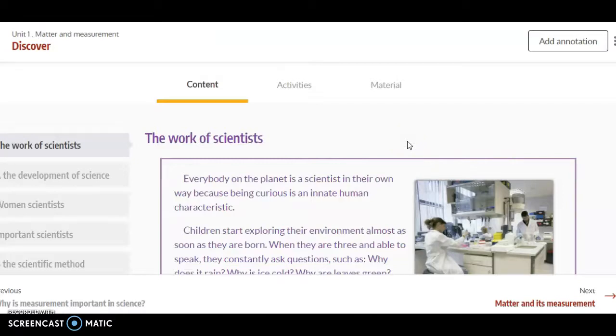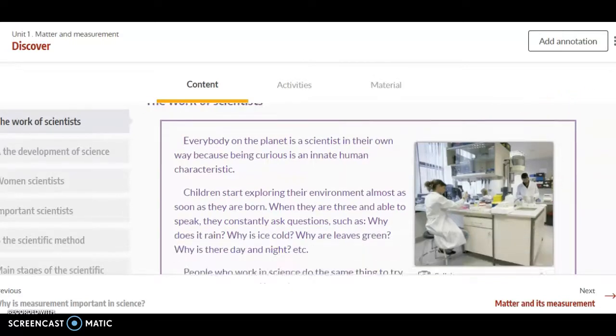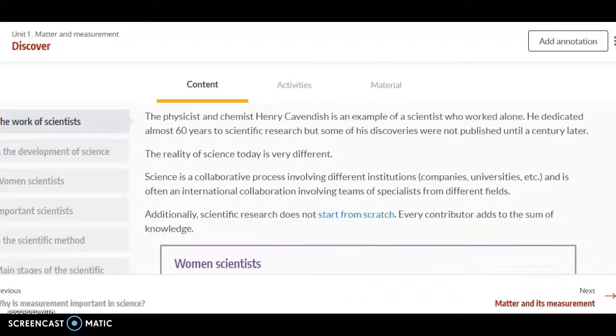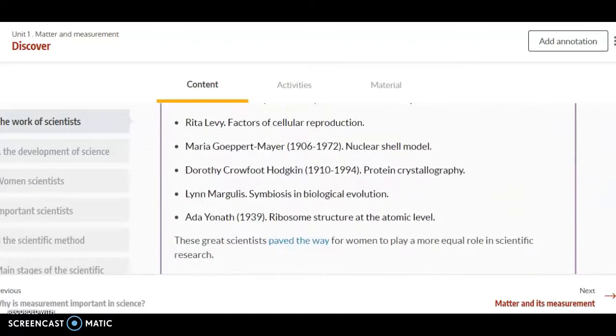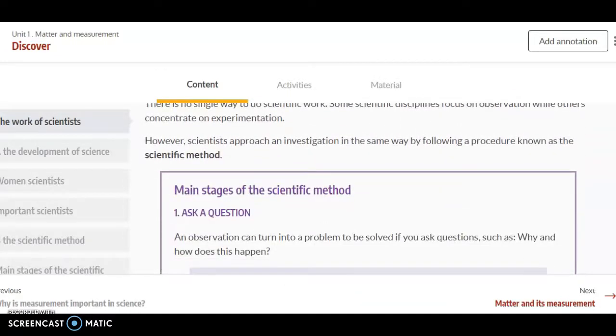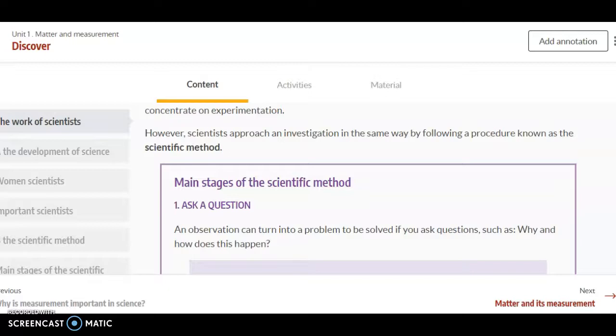That's unit one, lesson one, work of scientist, and we have to look at the scientific method. Okay, you have to know what the scientific method is. It's a scientific procedure by which scientists approach an investigation.